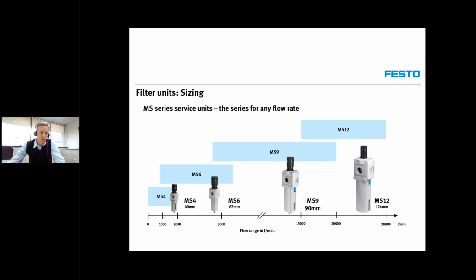You can see there's 0 to 2,000 liters per minute, 5,000, 15,000, 28,000. All right, it is worthwhile to calculate your air consumption beforehand to obtain the correct size of air service unit.